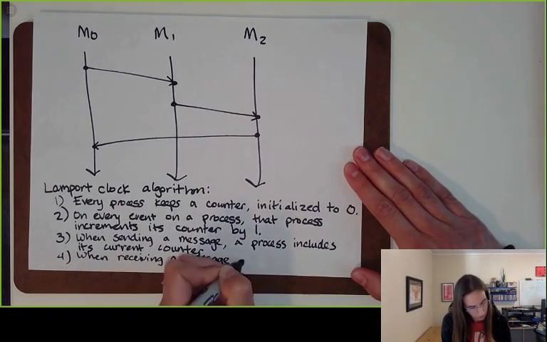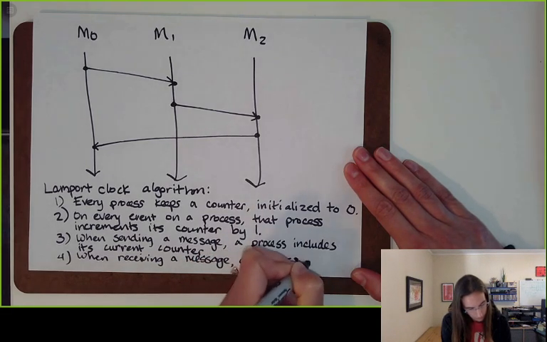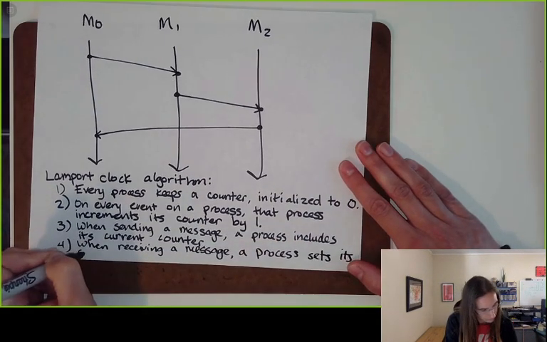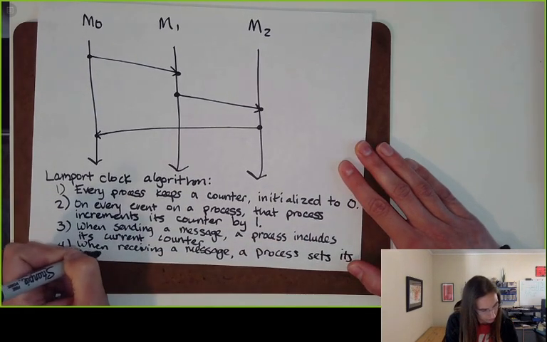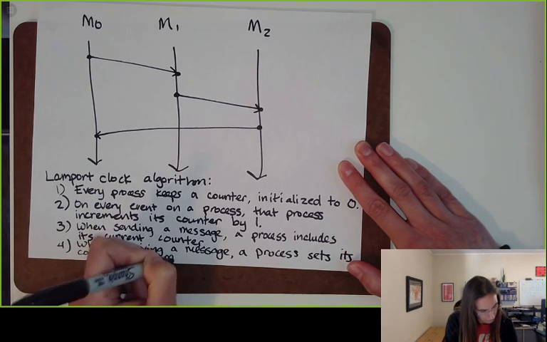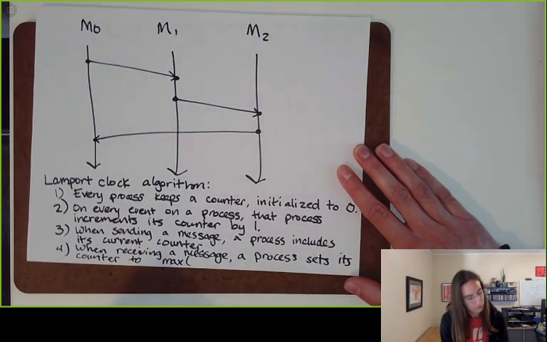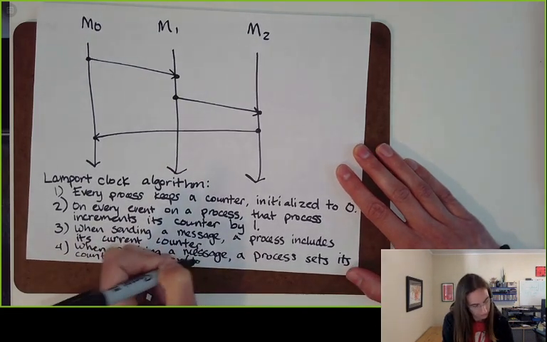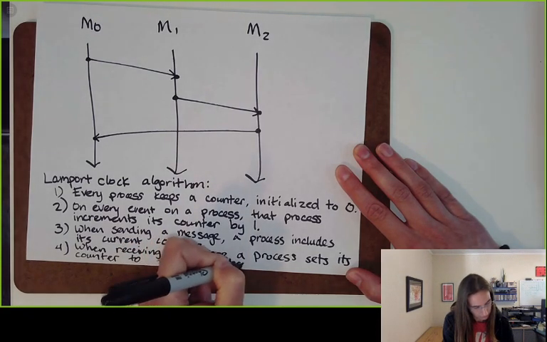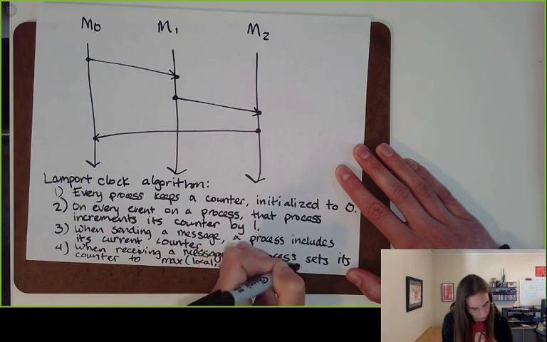When receiving a message, a process sets its counter to the maximum of the local and the received counters plus 1.